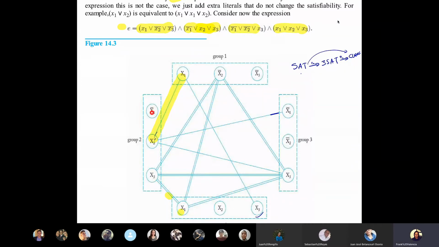X1 and the negation of x1 are contradictory, so I do not make a link. So from this group, that means that I can also make this link here and this link here, and so on and so forth. So you make all the possible links.